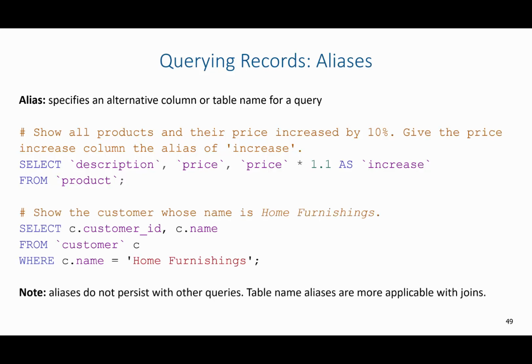So if we were asked to show the customer whose name is Home Furnishings, I can give an alias of C right after the table name and then use the table alias in front of each one of these column names. Now this doesn't really make sense why we do this when we're selecting from one table, but when we get to talking about joins, it'll make more sense why we would use a table alias. Now these aliases that we do create do not persist across multiple queries. They only work within the statement that we are running at that point.